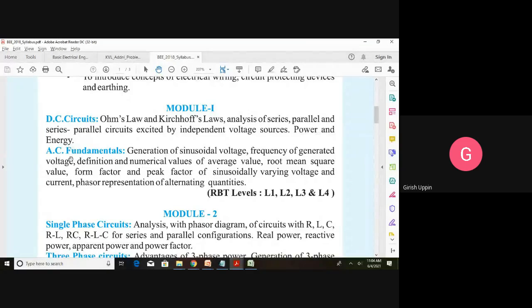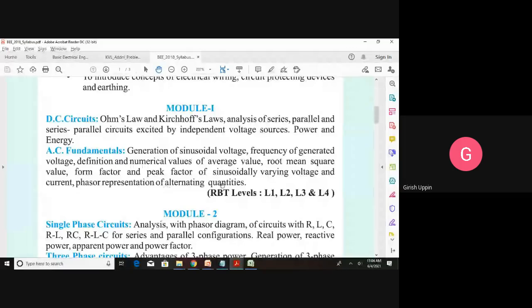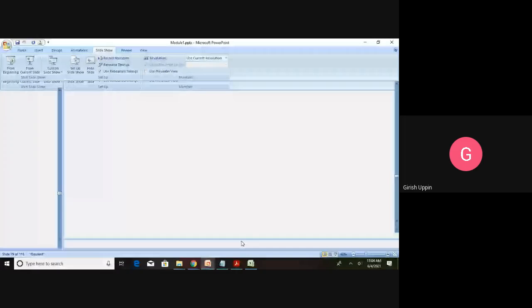Now we'll look into AC fundamentals. In AC fundamentals, we'll look into generation of the sinusoidal voltage, frequency of the generated voltage, definition and numerical values of average value, root mean square value, form factor and peak factor of sinusoidally varying voltage, and current phasor representation of the alternating quantity. So here we looked into DC. This is completely AC. Now, as we know, the connection to our household is alternating current.